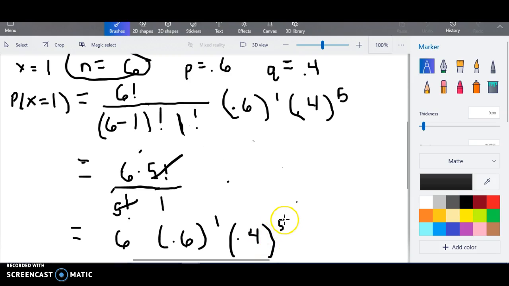Now, if you have a TI-83 or a TI-84, to do an exponent, you can use this little rooftop, is what I call it, and you put 0.4 rooftop 5 to put your exponents in. Anyway, when you multiply all of that out, I believe I got 0.0369. So we need to remember that number.